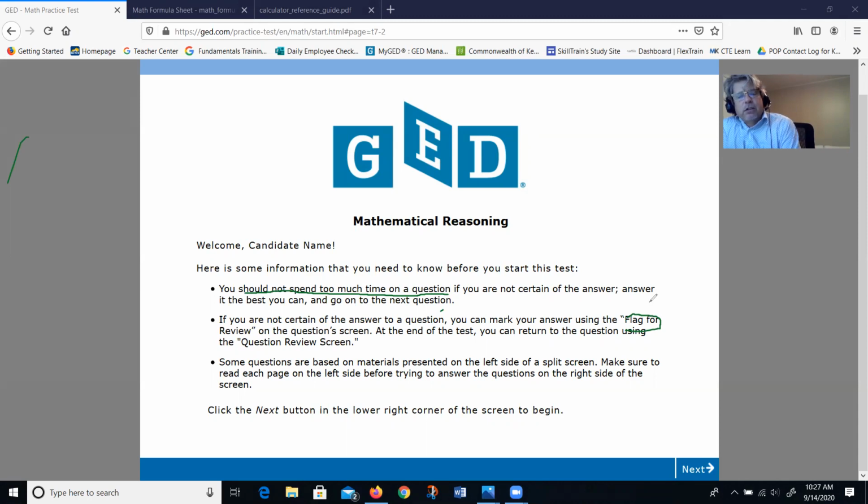And when you get back to the very end of the test, there's a way to review questions that you actually want to go back and look over. So you can take advantage of that at the very end of the test to review questions that you just want to have a second look at. Some questions, there's going to be a split screen. So those are the ones you really have to pay attention to what the question's all about. So without any further ado, let's go ahead and move into the test itself.